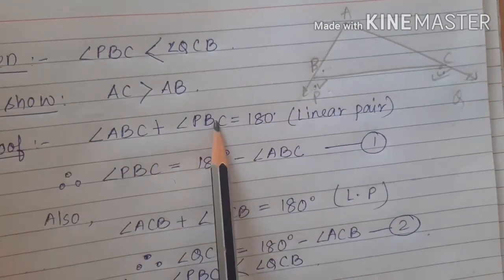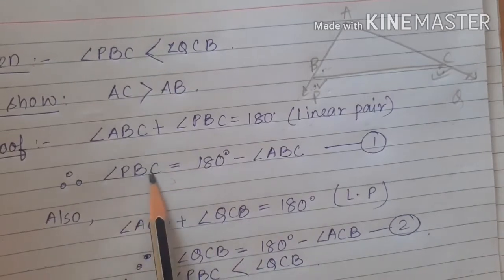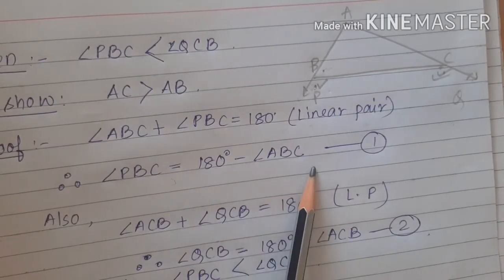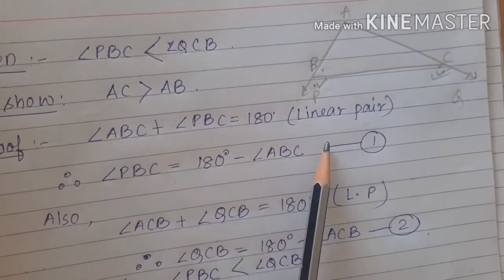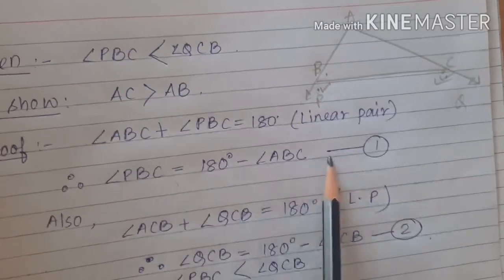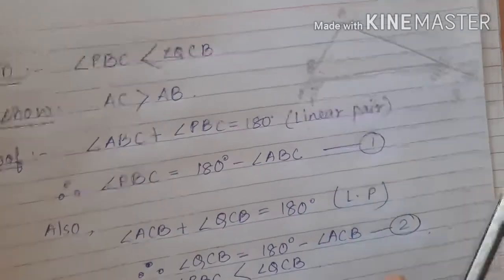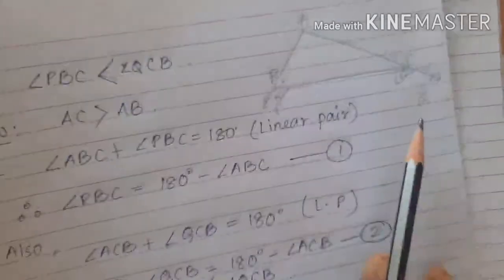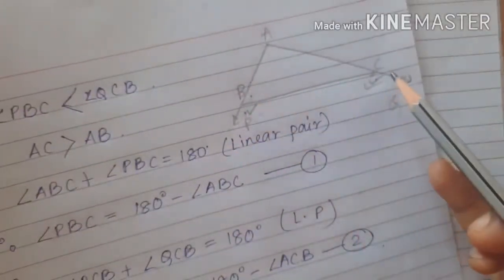Therefore, what can we write in place of angle PBC? See, angle PBC will be 180 degrees minus angle ABC, when we transfer angle ABC to that side. We give this equation 1. Next, again, we have written this side. Now we will write this side.